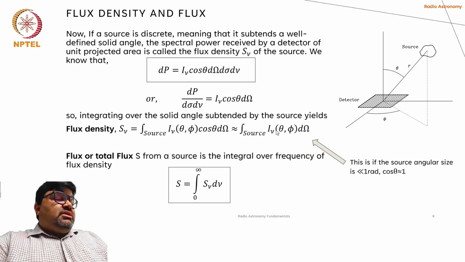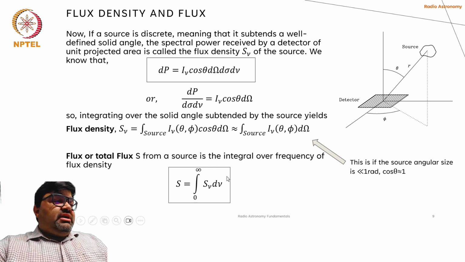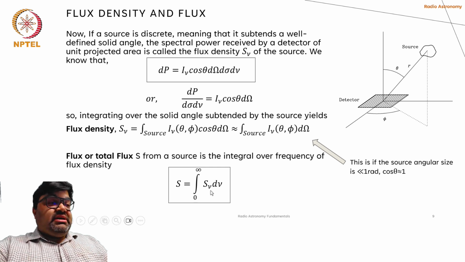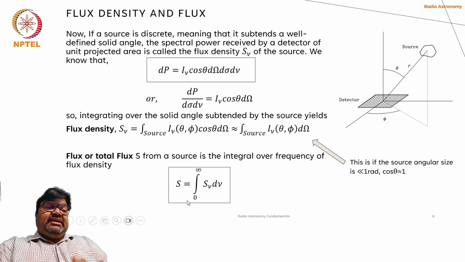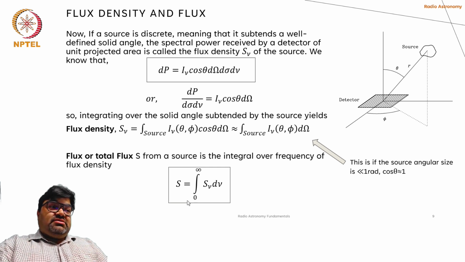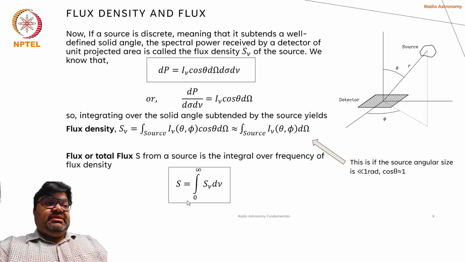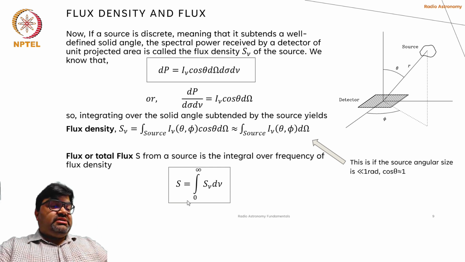Okay, and then if you want to integrate over the entire frequency range, that is also possible. The total flux is the integral of S nu, which was per unit frequency, times delta nu. So that is the flux density. Now, does flux density depend on the distance? Intensity did not. But will flux density depend on the distance? That's a good question. Think about it. We'll come back and answer it.